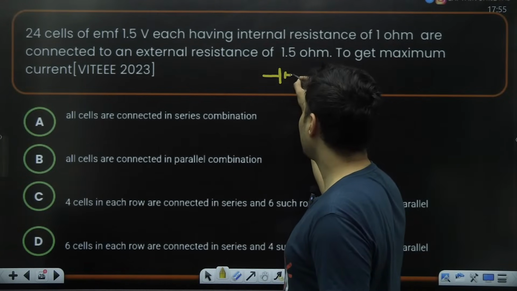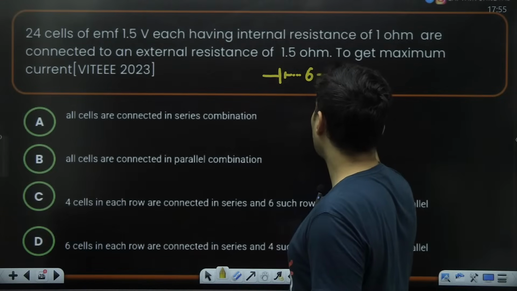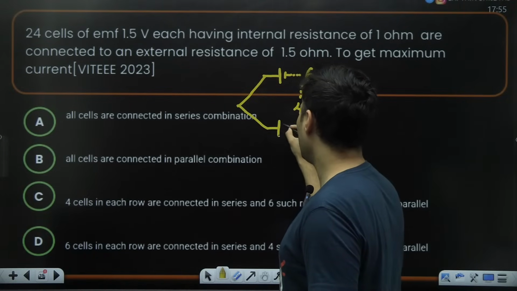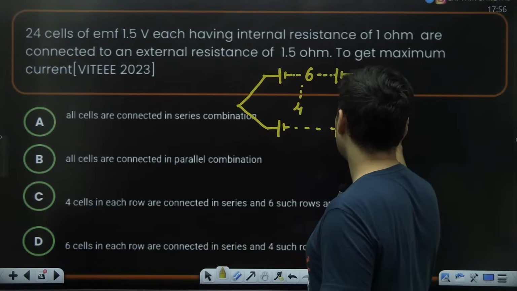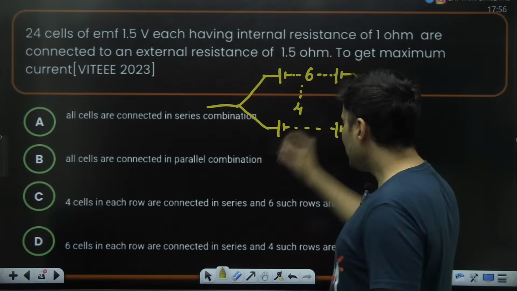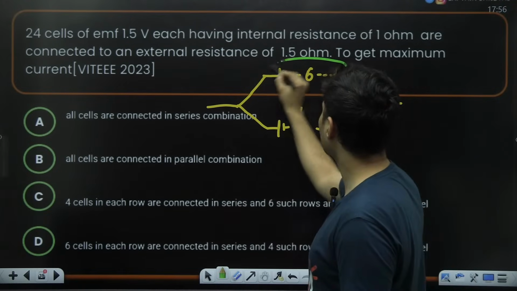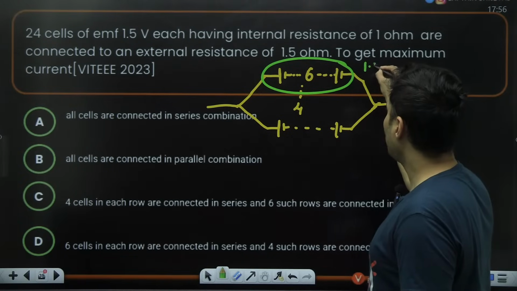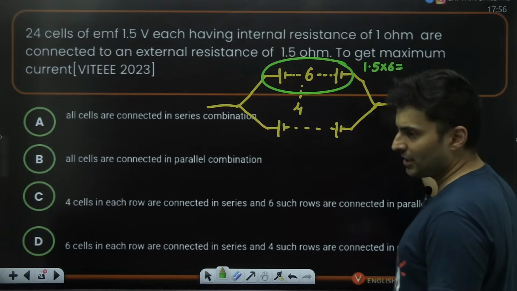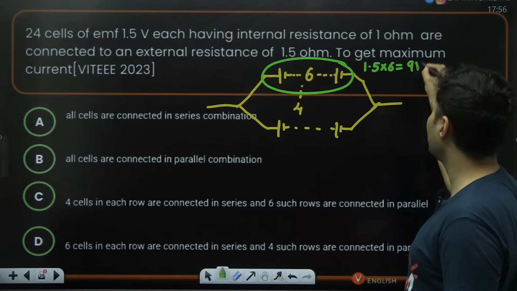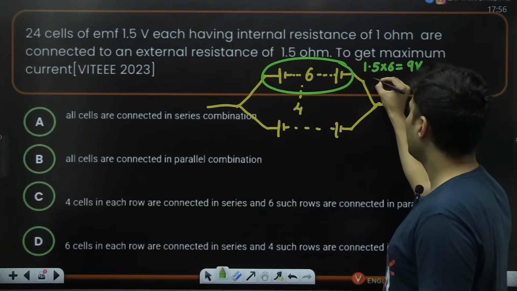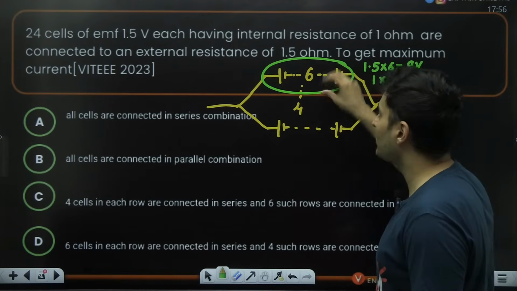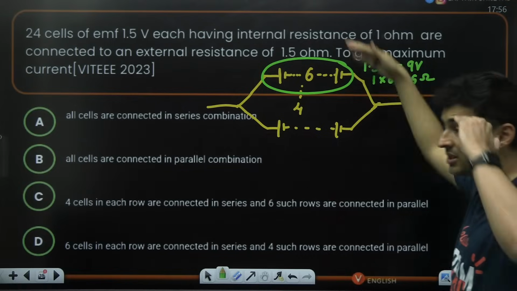If you have 6 cells in each row and you have 4 such rows, tell me one thing. Each row that is there, 6 batteries are there. The voltage will be 1.5 multiplied by 6, correct? 1.5 multiplied by 6, which is basically 9 volts. And the resistance will be 1 ohm each of 6 resistances. So 6 ohm. Like that, they are in parallel. So imagine batteries of this 9 volts and 6 ohms, and then they are in parallel.